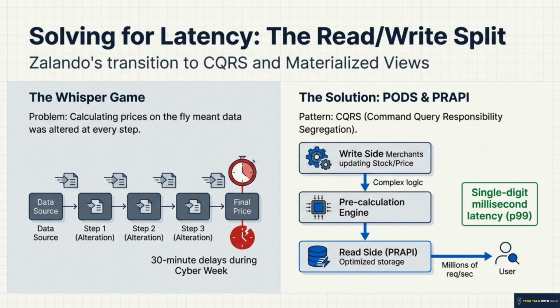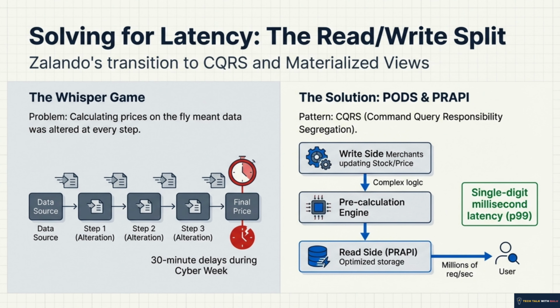Here is a specific problem Zalando faced. When you have complex logic to calculate a price, and millions of users asking for that price, doing the math on every single click creates massive lag, up to 30 minutes during Cyber Week. The solution? Split the read and write responsibilities. The write side ensures that merchants update prices slowly and handle complex logic. A pre-calculation engine does the heavy math beforehand. The read side ensures the user hits a highly optimized storage. And the result? Latency dropped to single-digit milliseconds.